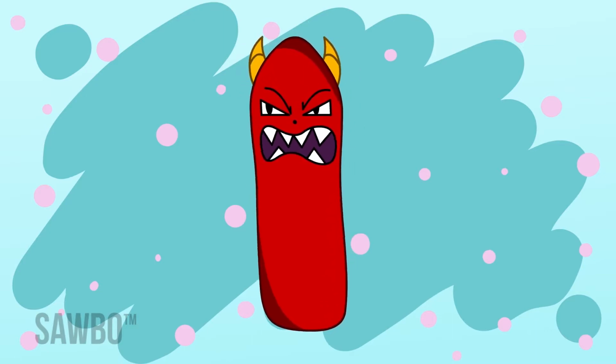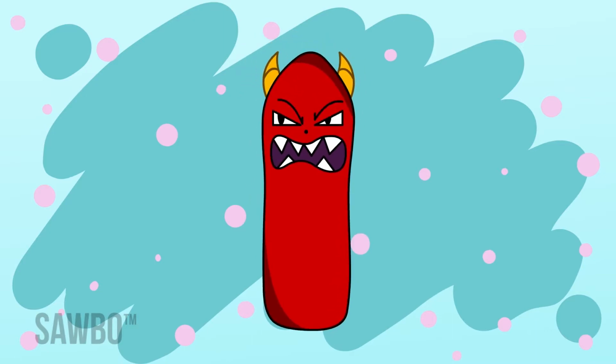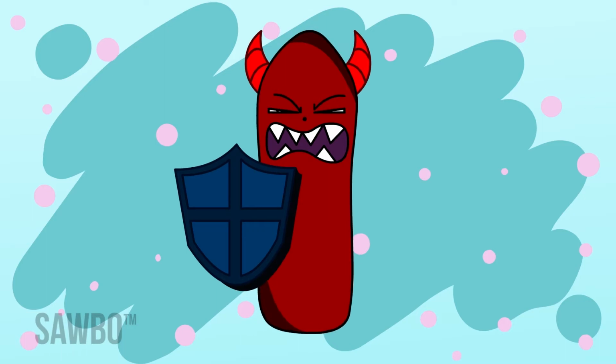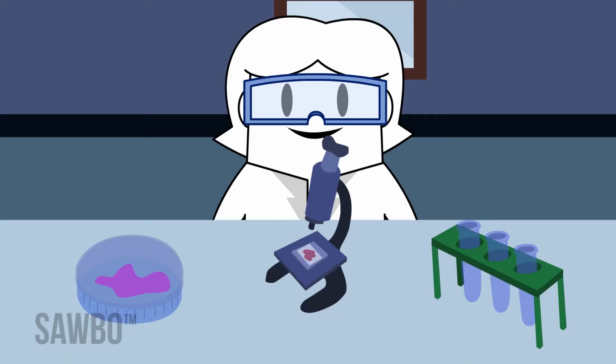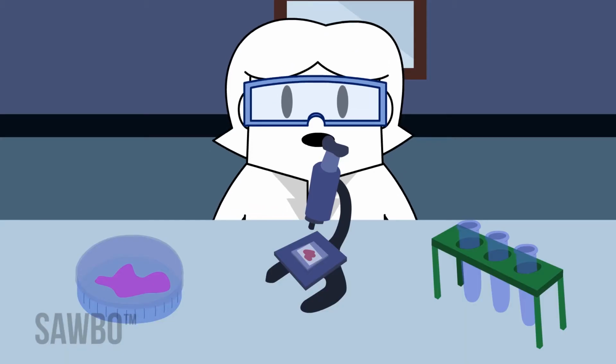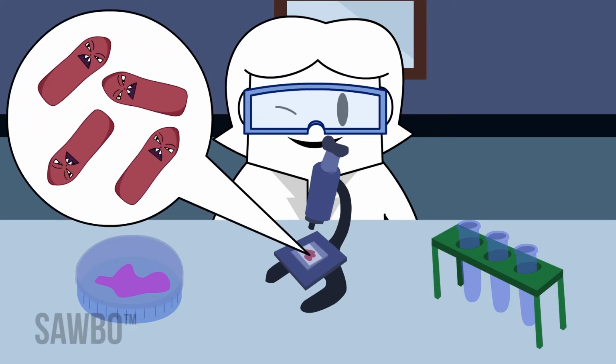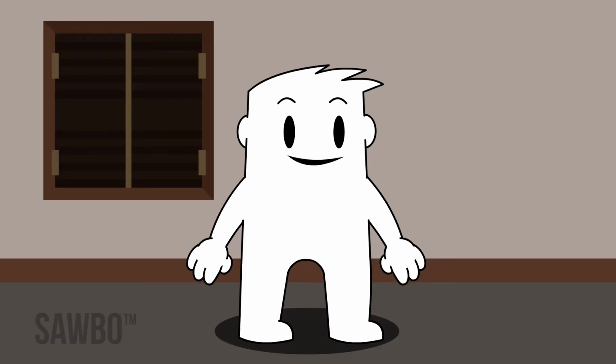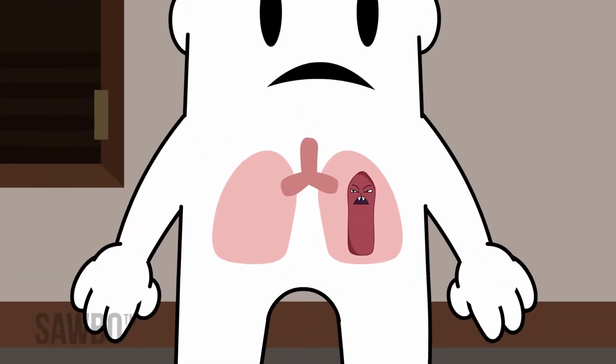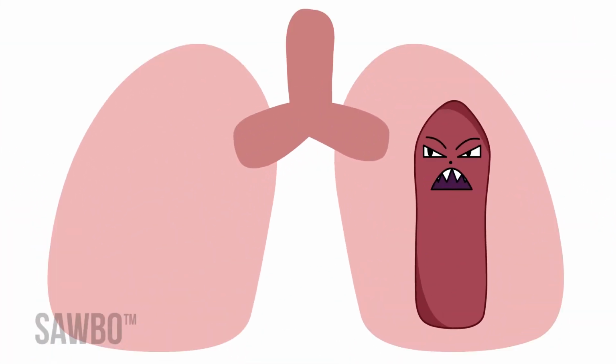If MDR-TB is not treated properly, this can lead to an even more drug-resistant TB, called extensively drug-resistant TB, or XDR-TB. This character represents XDR-TB bacteria. TB bacteria are very small and can only be seen with a microscope. In this animation, we show them much larger than they really are, so you can easily see them.